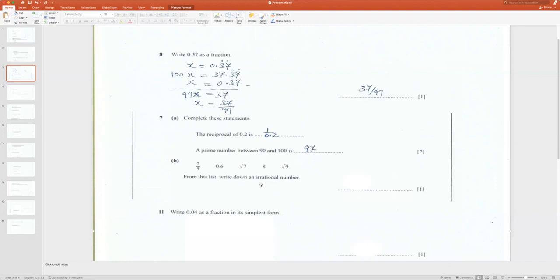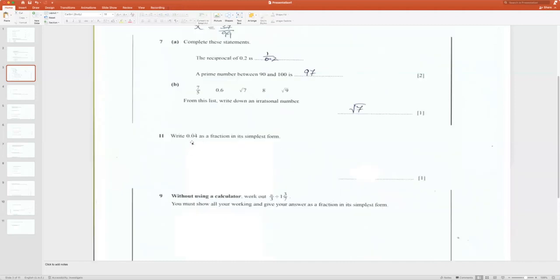From the list, write down the irrational number. So what is the irrational number here? This 9 we can write as 3 squared. So this one we can write as a square number. But root 7 we cannot write as a square number. So the only irrational number here is root 7.